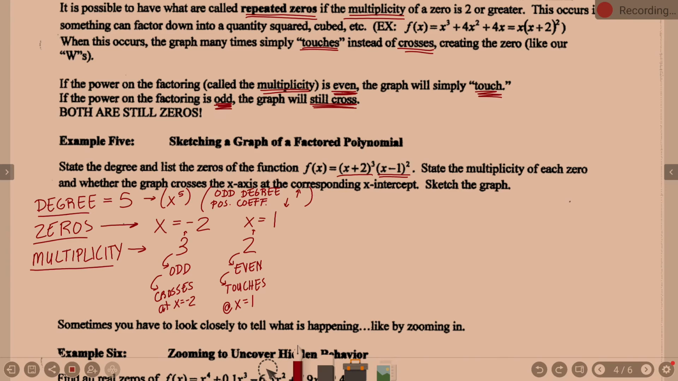Now, we say the multiplicity of each 0 and whether the graph crosses the x-axis at the corresponding x-intercept or whether it touches. I was thinking I was just doing this because I wanted to, but no, it actually says sketch the graph, doesn't it?